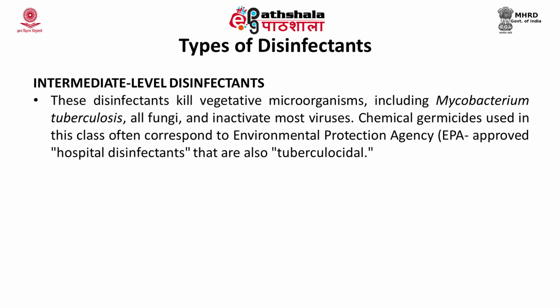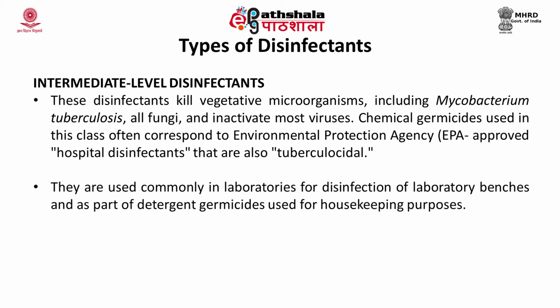The second level of the disinfectant is the intermediate disinfectants. These disinfectants kill the vegetative microorganisms including Mycobacterium tuberculosis, all fungi, and also inactivate most of the viruses. These chemical germicides often correspond to the tuberculocidal class as per the Environmental Protection Agency classification.